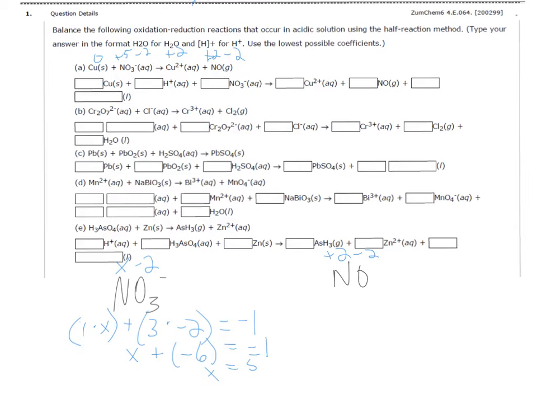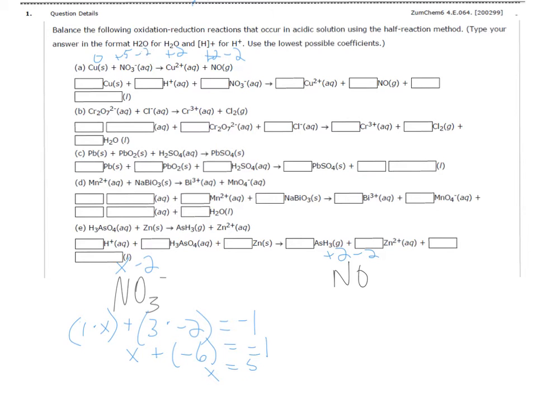Let's track what changed. In going from the left side of the equation to the right side, copper's oxidation state went from 0 up to +2. That means copper was oxidized. Nitrogen's oxidation state is +5 on the left side of the equation, and it's down to +2 on the right side of the equation. So its charge went down or was reduced. So nitrogen was reduced, copper was oxidized.